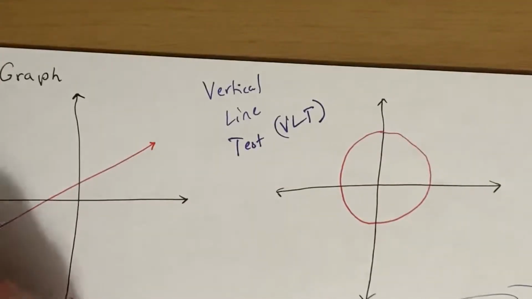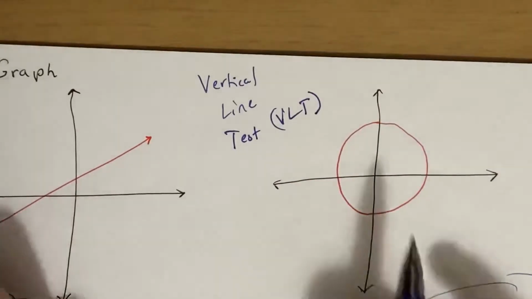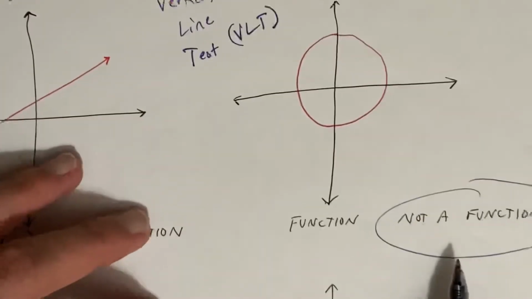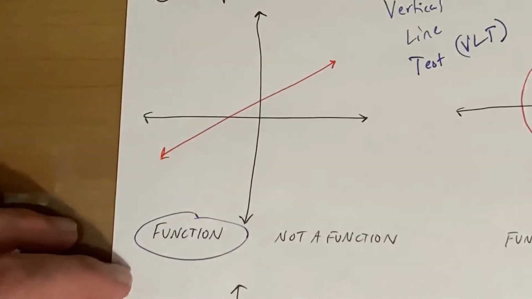Okay, so for graphs, we want to use the vertical line test to see if we have any points that are on top of each other. If our graph does have points on top of each other, then it is not a function. And if it does not have any points on top of each other, then it is a function.